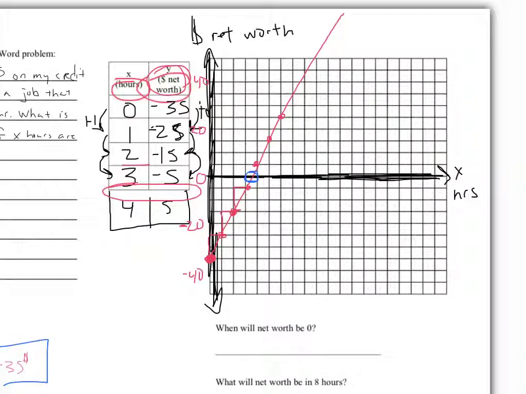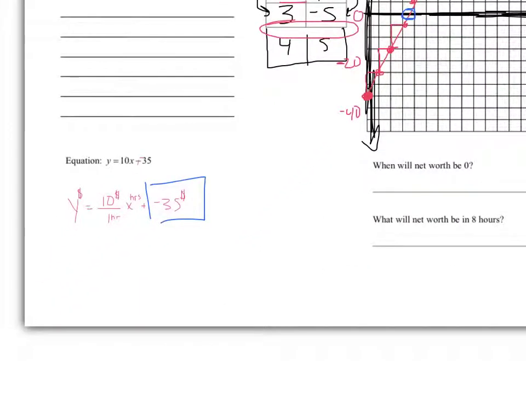Could be 3.5. Or we could go back to our equation and say, well, if I plug in y is 0, 10x plus negative 35, if I solve for that x value, what would I get? Well, add 35 to both sides. 35 is equal to 10x, multiplied by 1/10.